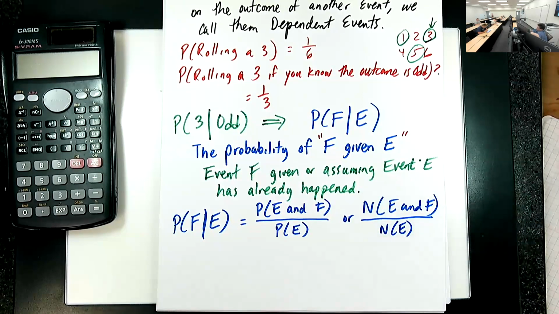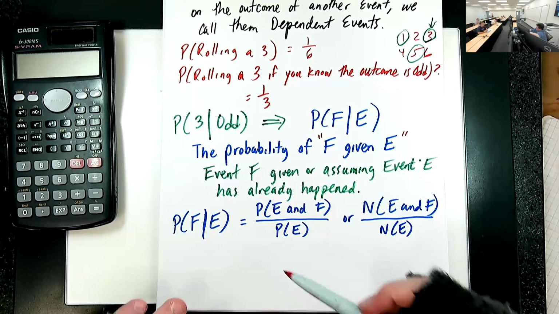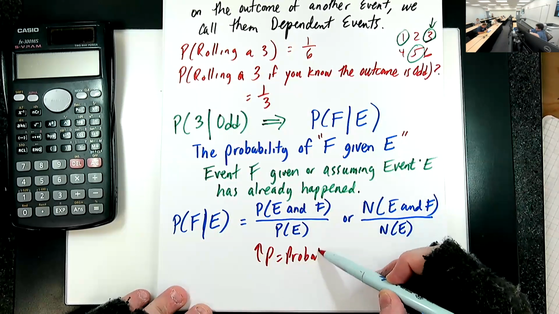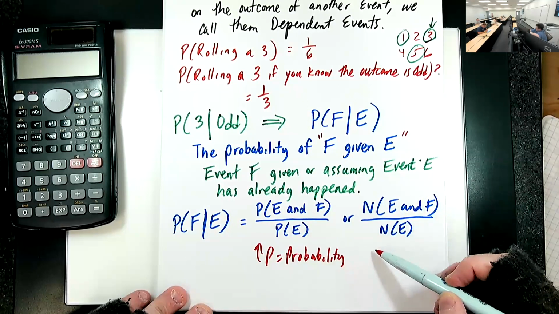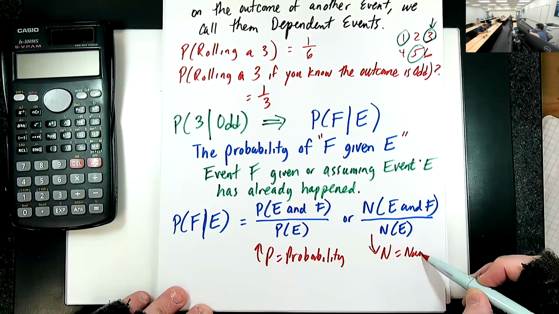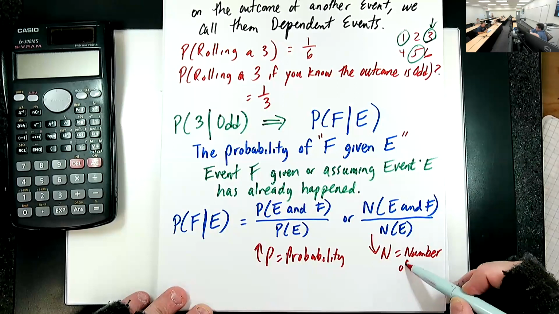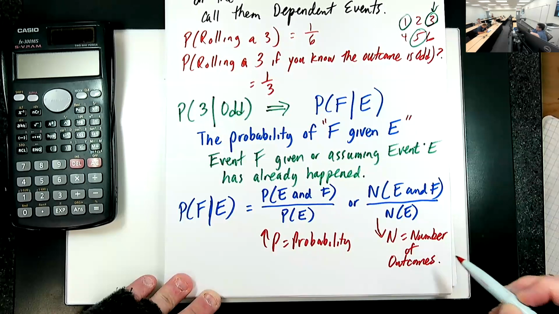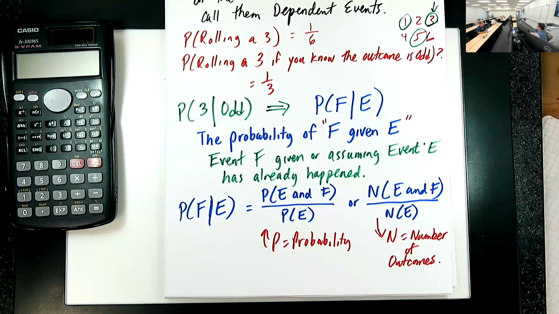So as a reminder, the P is the probability version. And N here is counting the number of outcomes. So you haven't switched to probability yet. We'll do this odd thing, 3 can be odd both ways.